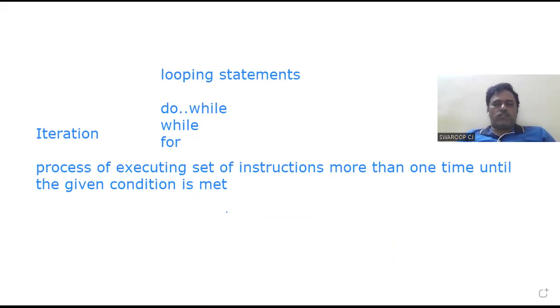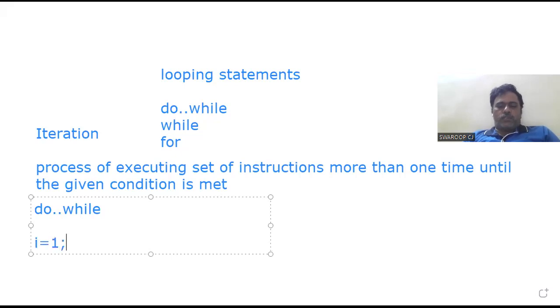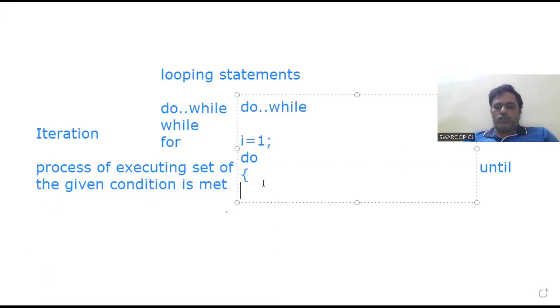The first case is the do while. See an example. I will say i equal to 1, so the i value is 1, the initial value for i is 1. I will say do. What do I have to do here? Next I'm telling to do one thing: System.out.println(i).